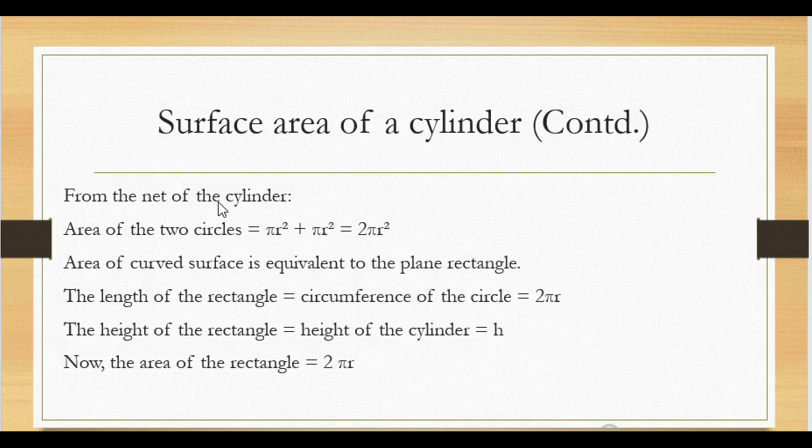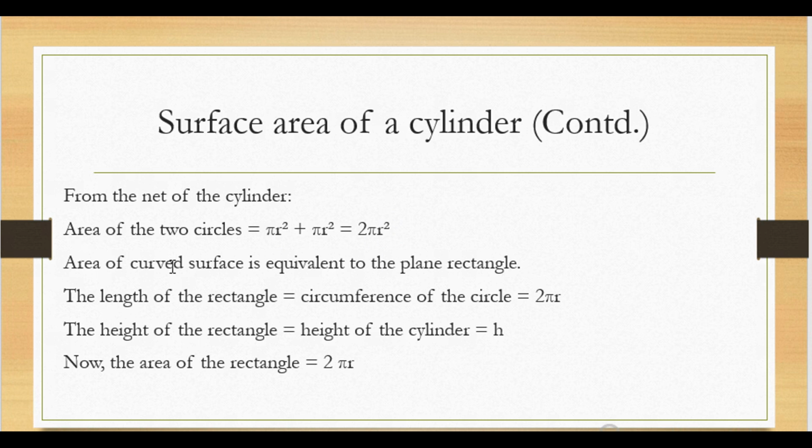Now we know that the area of a circle is pi r square. Now the area of the two circles in a closed cylinder is pi r square plus pi r square. So this plus this will give us 2 pi r square.